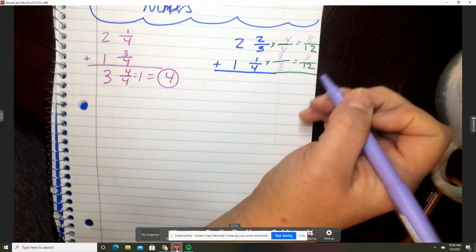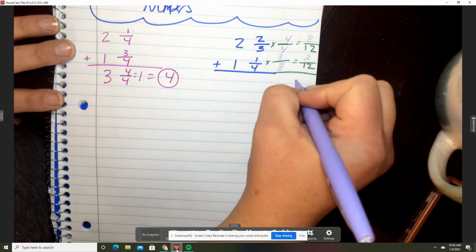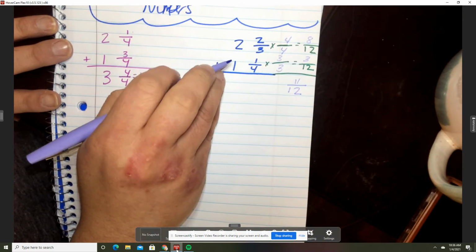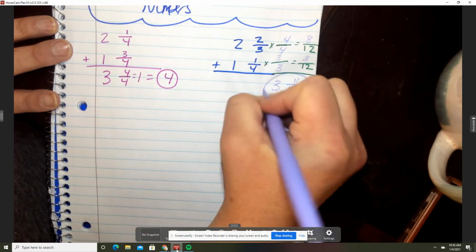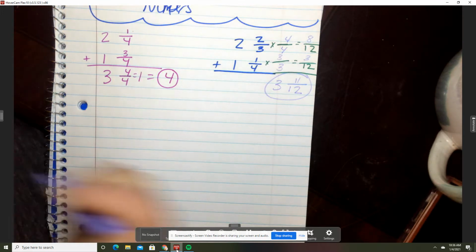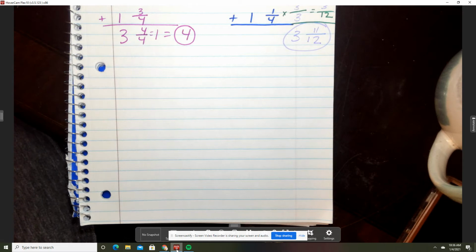And so now you're ready to add. 8 plus 3 is 11 over 12. But do not forget your whole numbers, and that would be 3. Okay? So super easy. Exactly what we've been doing. We're just adding whole numbers in there. So let's do 2 more, and then we're going to move on to the regrouping.